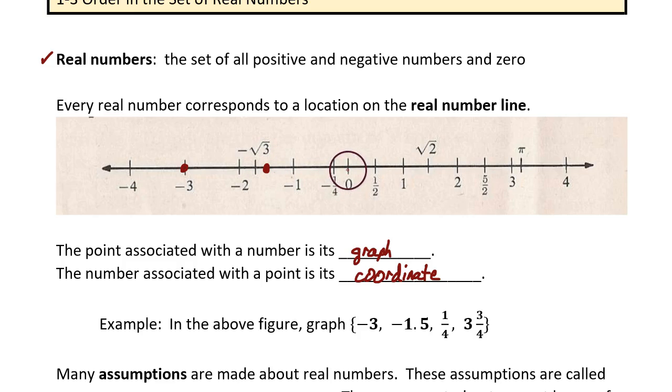Next, 1/4. Well, here is 0. Here's a half. 1/4 is halfway in between 0 and a half. So about right here. And finally, 3 3/4. Here's 3. Here's 4 over here. Exactly halfway between is 3 1/2. And then halfway between this spot and 4 is where 3 3/4 is. So you'd put the dot right there. Those dots are the graph of those 4 numbers.